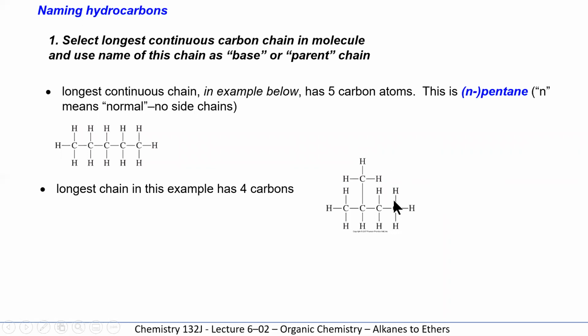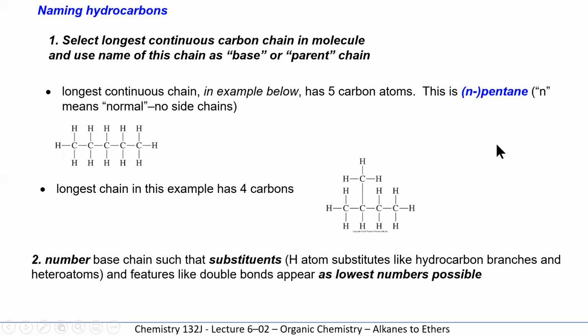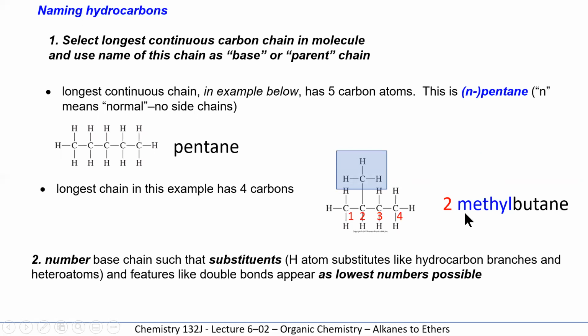Now in this case, we have a branch on our chain. The longest chain is 4 carbons, and there's a 1-carbon branch coming off of it. When we name this, that's going to be a methyl group. We simply put yl on the end, and we're going to name this 2-methylbutane, because there is a 1-carbon side chain coming off the 2nd carbon.